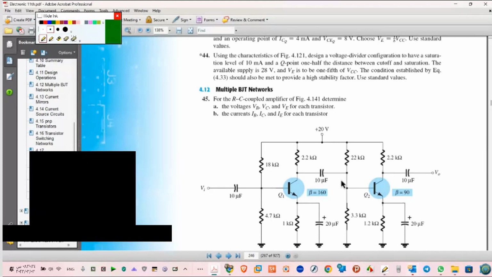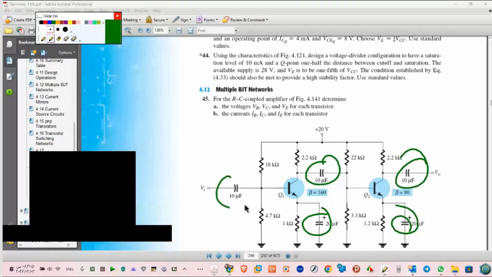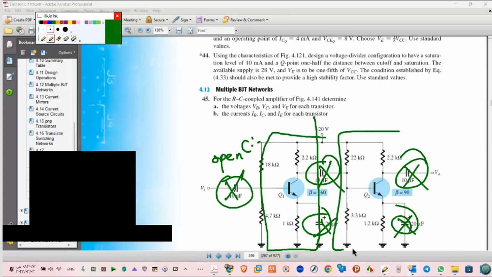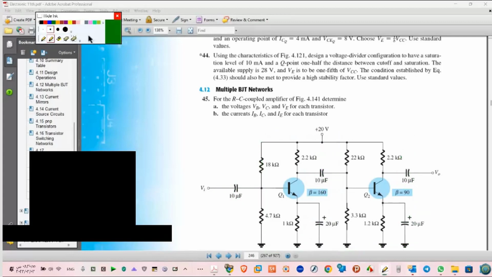And again, don't forget that with DC, the capacitors are open circuit. Don't forget this. So we cancel this, this, this, this. So we have two stages, first stage and second stage, and you have to solve it as two stages.